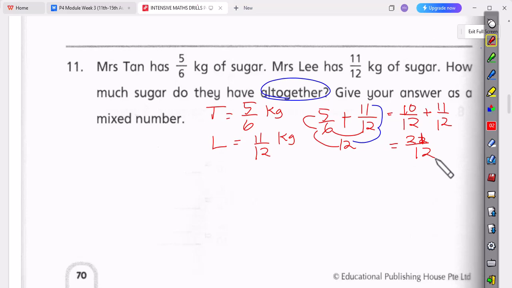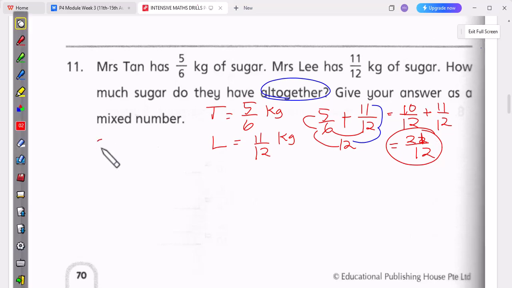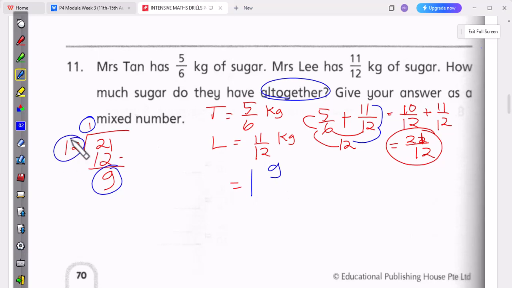So this 21 out of 12, they ask us to give the answer as a mixed number. So we need to divide 21 by 12, then we have 1, 12 minus, then we have here 9. Because 9 cannot be divided by 12 again, we take the number 1 as the whole number, the result, and 9 as the numerator, and 12 as the denominator. So we got the answer 1 and 9 out of 12.